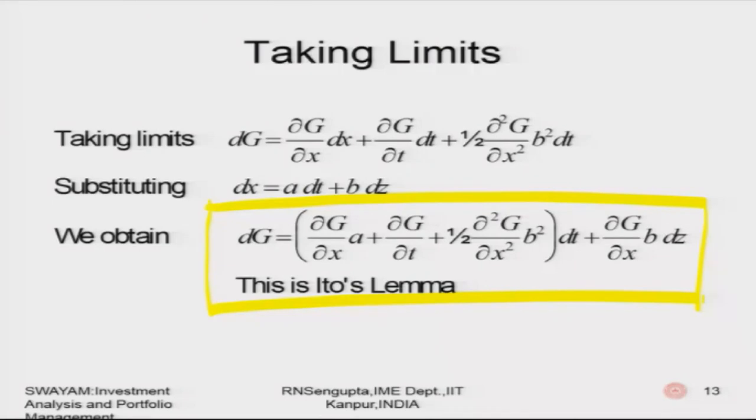Here, if you consider the terms, A corresponds to the drift and B corresponds to the volatility. Z is basically the general Wiener process, X is the price, and T is the time.